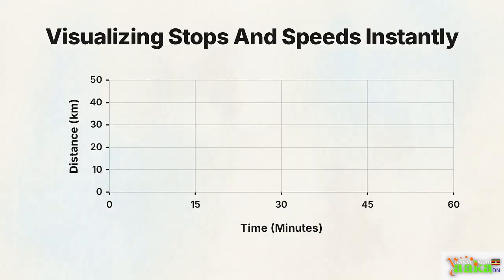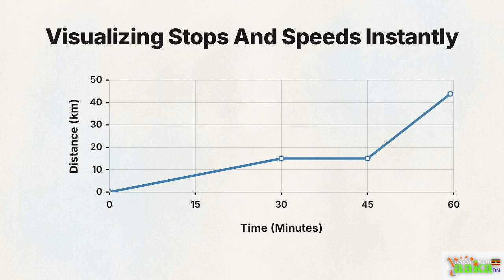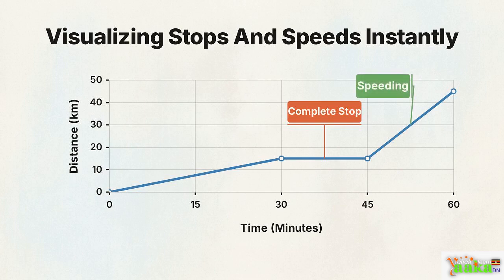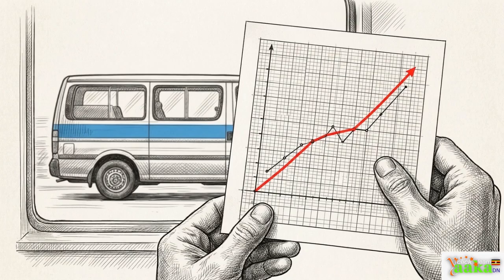This line graph is the mathematical solution. Translating the journey onto a grid compresses a complex trip into a single visual story. We immediately spot the stops, speeding, and slow traffic. Mastering these patterns allows you to recognize the mathematical logic built into every trip.